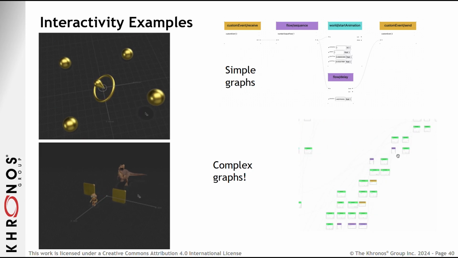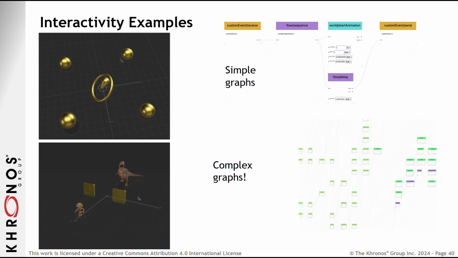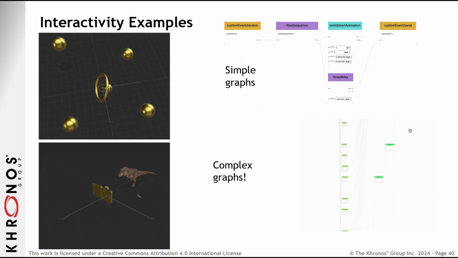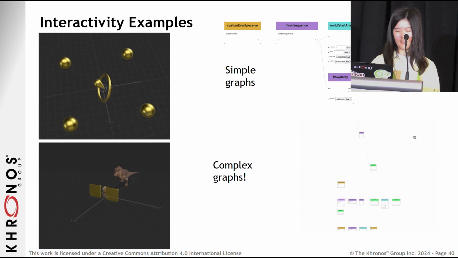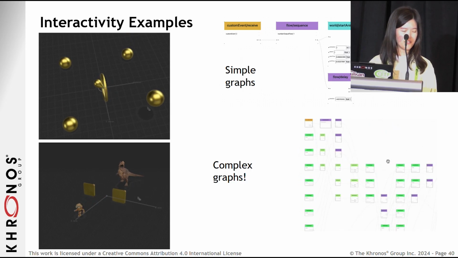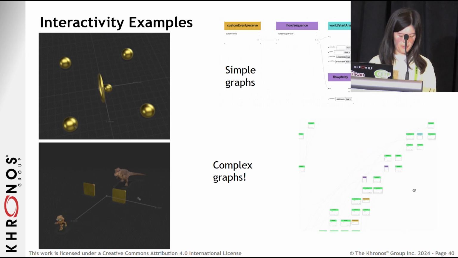Here are more examples. There are very simple graphs with just a few nodes, and you can play and control animations. And then there's more complex graphs, like I showed before, where you can do a lot more interesting stuff, like building a minigame.